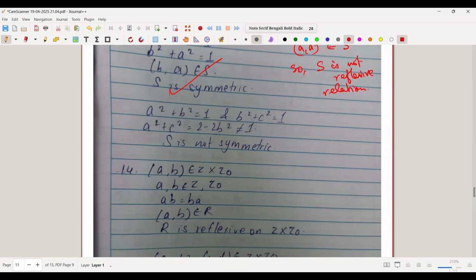Okay, so a square plus b square is not symmetric, it is transitive. a square plus b square equal to 1 and b square plus c square equal to 1. This is not correct. You have to give an example. This is an example: (1, 0) and (0, 1). These two belong to S, because 1 square plus 0 square equal to 1 and 0 square plus 1 square is equal to 1. But 1 square plus 1 square, which is equal to 2, is not equal to 1. That means (1, 1) does not belong to S.